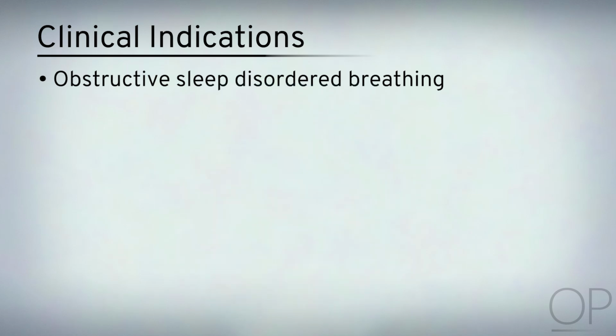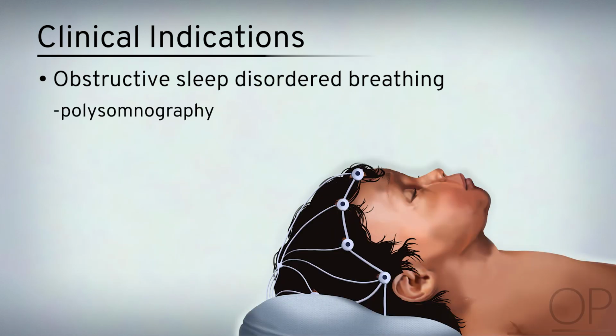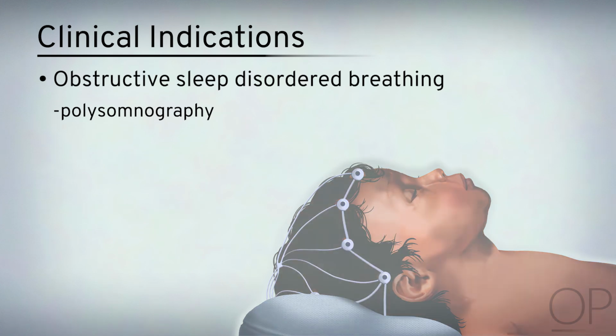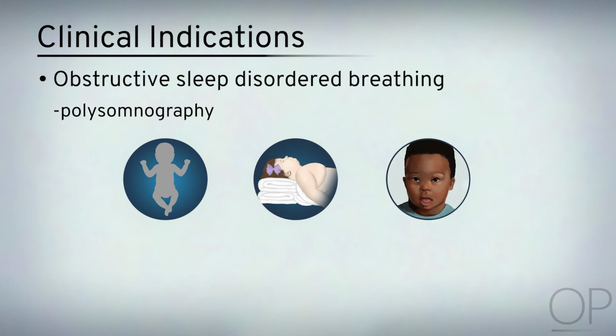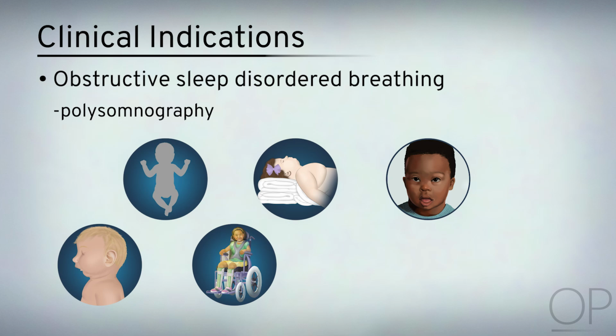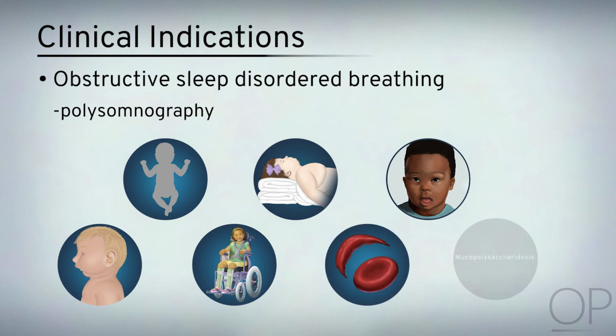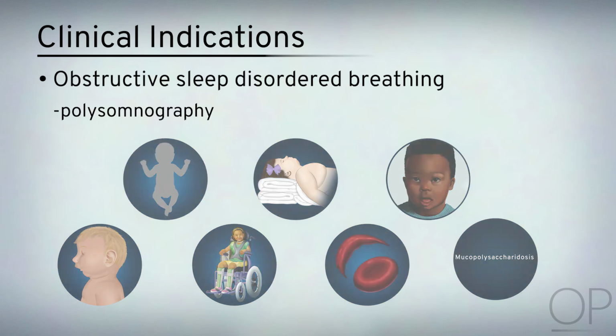Further evaluation with polysomnography can be beneficial in children with signs of sleep-disordered breathing without visible tonsillar hypertrophy. A polysomnogram can also be considered in children less than 2 years of age or in patients with obesity, trisomy 21, craniofacial abnormalities, neuromuscular disorders, sickle cell disease, and mucopolysaccharidosis, even if adenotonsillar hypertrophy is present.